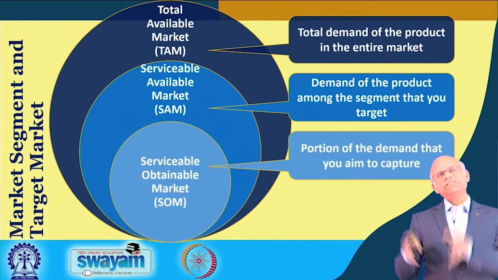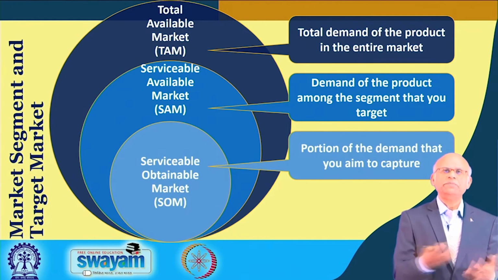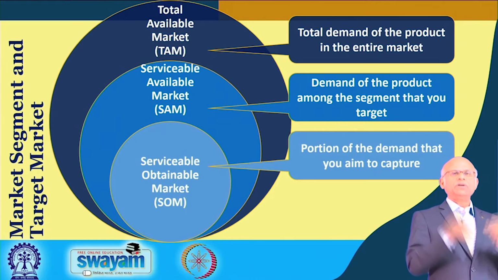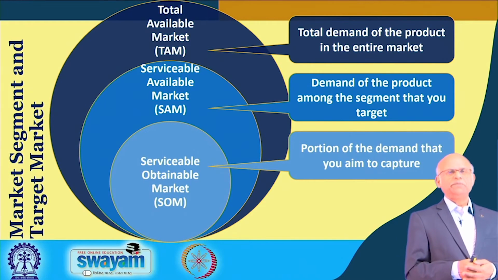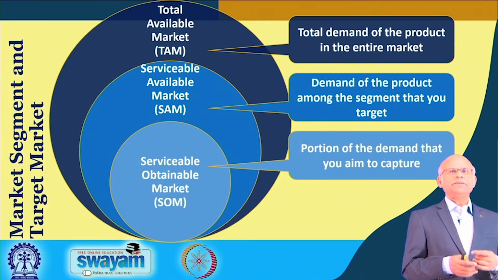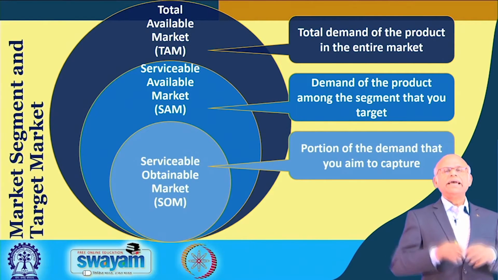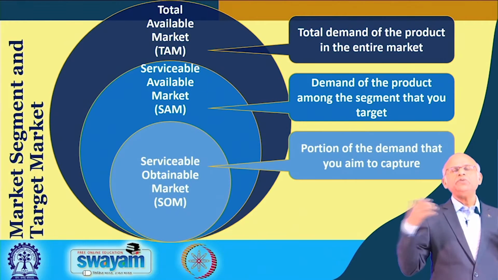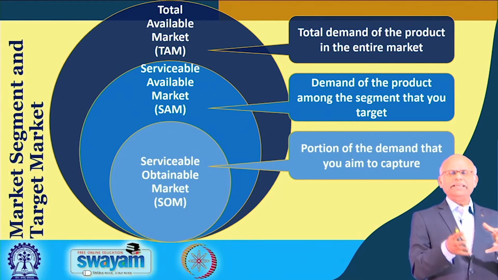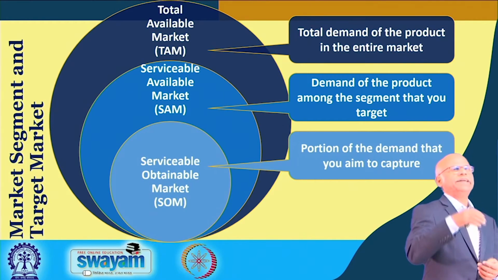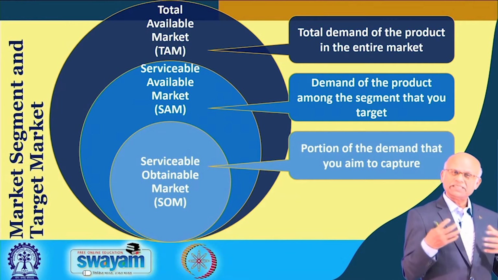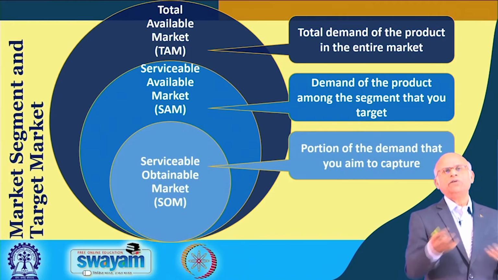If you translate that into rupees, it is the total demand of the product in the entire market, called TAM, total available market. Then comes the serviceable available market, or SAM, that is the demand for the product among the segment that you are targeting, meaning in the village, whatever middle income population you want to cater to, but then in the first year you will not be able to cater to all of that.